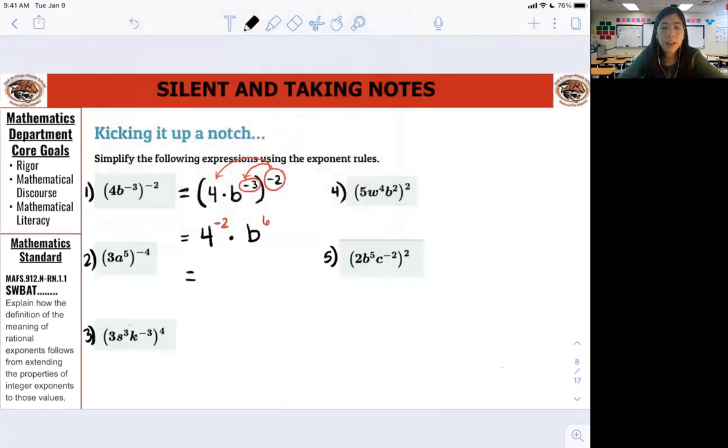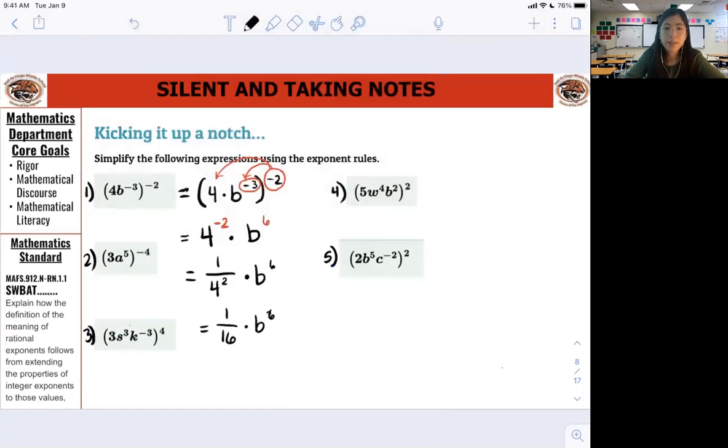4 to the power of -2. How can I rewrite that? 1 over 4 to the positive power of 2. Good. And what is 4 squared? Careful, 4 times 4 is 16. So 1 over 16 times b to the power of 6.